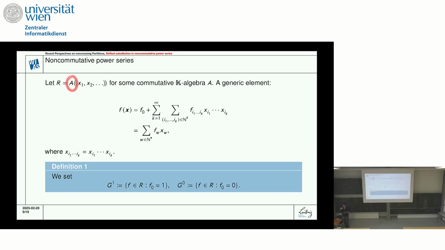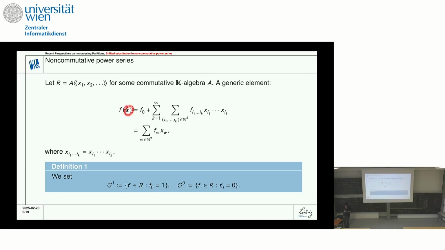Here I'm slightly generalizing what I said before. The scalars are not only a field, but they can be an algebra over some field, just to allow for having polynomial coefficients or some other extra thing you could want to put there, but it doesn't really matter. The only thing that matters is that they commute with the x variables. Other than that, I don't have any restriction on what this can be. And a generic element, I write it as a power series, right?